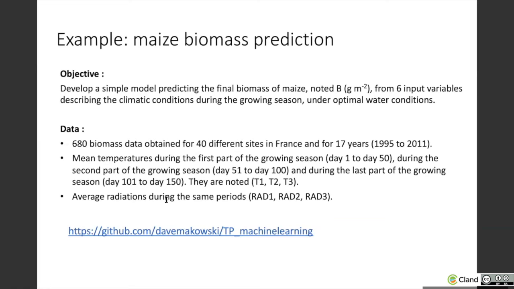It's not a very big data set. It includes 680 biomass data obtained for 40 different sites in France and for 17 years. The inputs are three temperatures, noted T1, T2, T3, and three average radiations during the same periods, noted RAD1, RAD2, and RAD3. So the three temperatures and three radiations define six inputs, and these inputs cover the different periods of the growing season: the first part between 1 and 50 days, the second part between 51 and 100 days, and the last part. What you have to keep in mind is that I want to predict the maize biomass B as a function of six inputs: T1, T2, T3, RAD1, RAD2, RAD3.